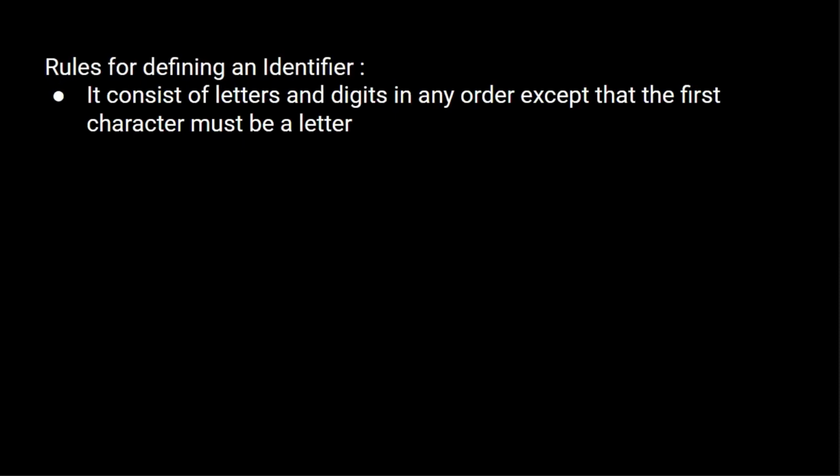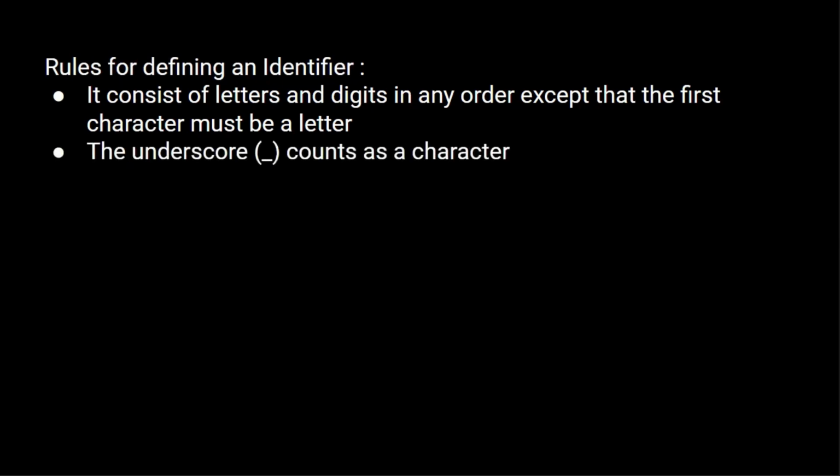When we are going to define an identifier, we need to understand that it can consist of any letter or digit in any order, except the first letter must not be a digit. So all identifiers should start with alphabets, and we can even use the special character underscore. In Python or any other programming language, we cannot start an identifier name with a digit, that is a number 0 to 9.